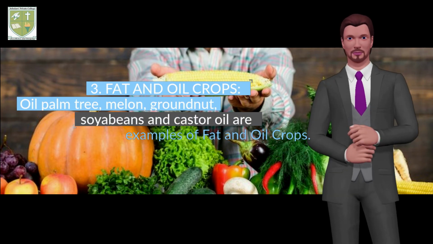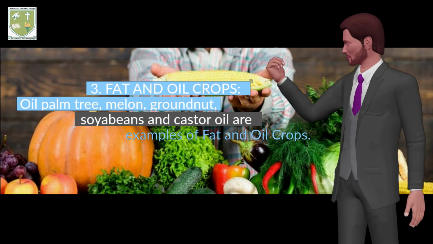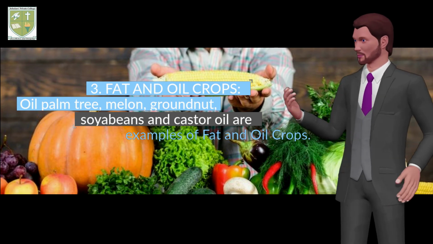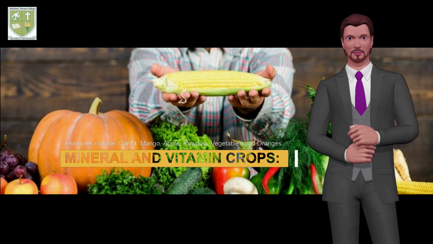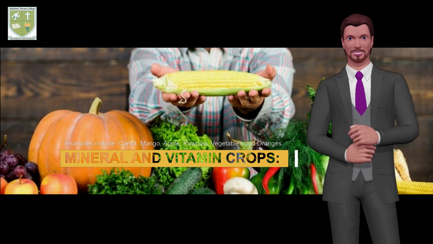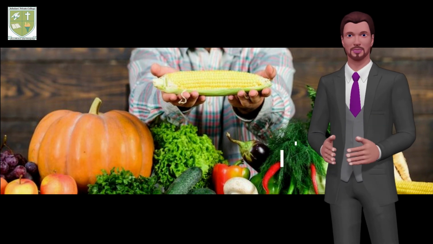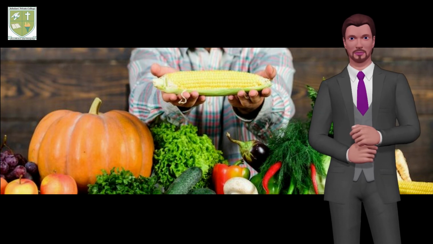Oil palm tree, melon, groundnut, soybeans and castor oil are examples of fat and oil crops. 4. Mineral and vitamin crops. Examples of mineral and vitamin crops include the following: carrot, mango, apple, pawpaw, vegetables, and oranges. We have come to the end of our lesson for today.